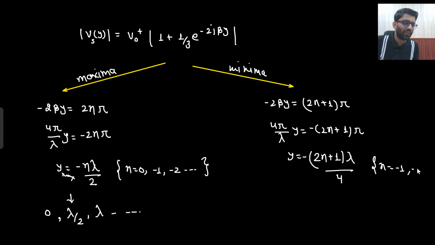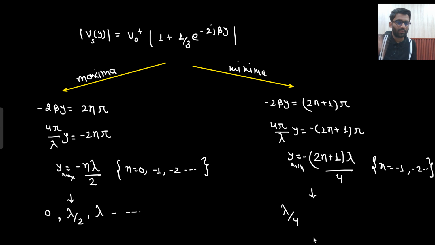I told you that you don't need to remember whether you need to start from 0 or 1 or from minus 1. By looking at the expression, this is your y minima, so from here only you will get to know. If you put n equals to 0, you get minus lambda by 4, which is not applicable because y value cannot be negative. If you put n equals to 1, then minus 3 lambda by 4, again not applicable. So you need to start putting negative values, minus 1. If I put minus 1, I get plus lambda by 4. So my minima location is plus lambda by 4.